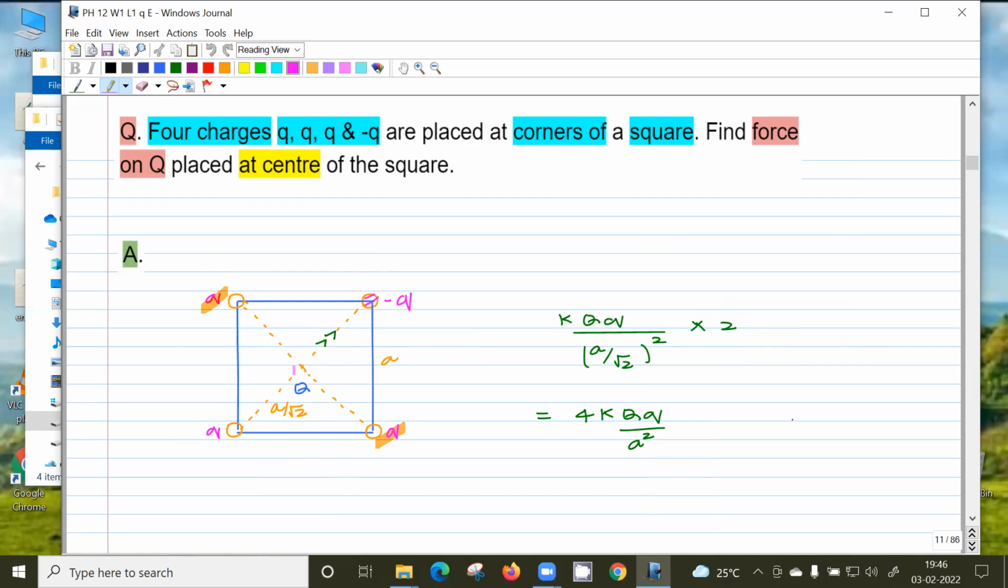Half diagonal will be a by root 2. So the distance square is a by root 2 square. And two of them are there, and both the force values are same, only the direction also same. That's why they're adding. So this is clear?